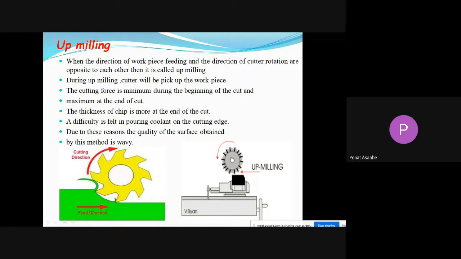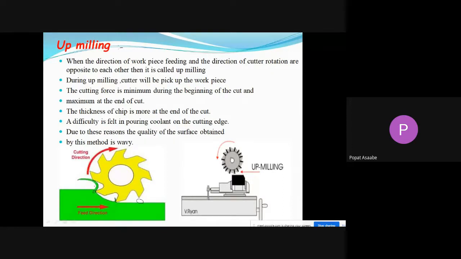In up milling, the direction of the cutter and the direction of the workpiece are opposite, and the cutter will create the minimum force initially and the maximum force at the end. Then the thickness of the chip generated initially will be less, and the thickness of the chip at the end will be maximum.